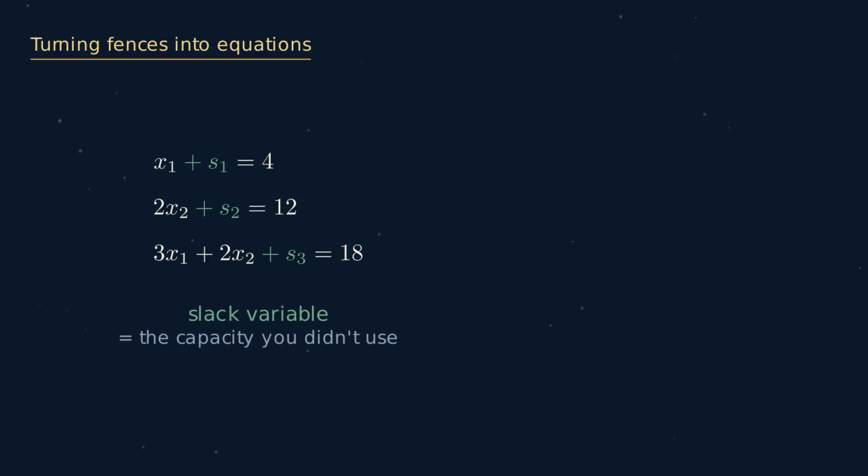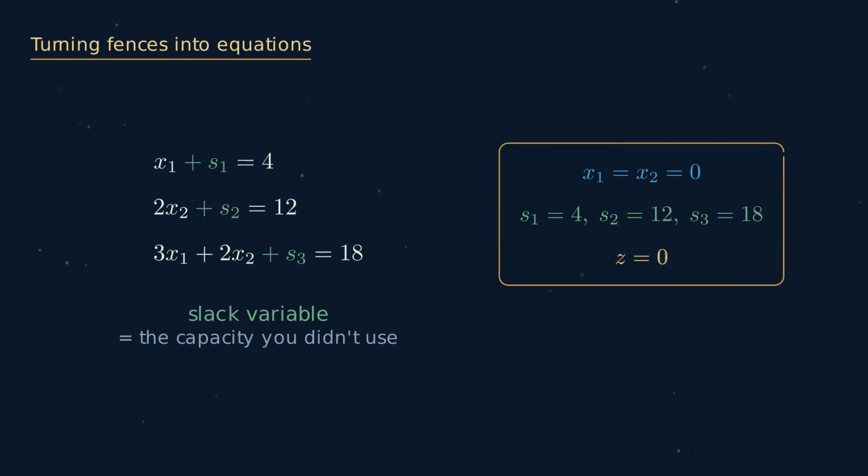These are the slack variables, and they are not just a trick. A slack of 0 means that limit is squeezing you. A slack of 2 means you have 2 units to spare. And now watch the gift they hand us. Set both real variables to 0. Instantly the 3 slacks read 4, 12 and 18, and the profit is 0. That is a legal corner of the region, the origin, and we got it without solving anything.